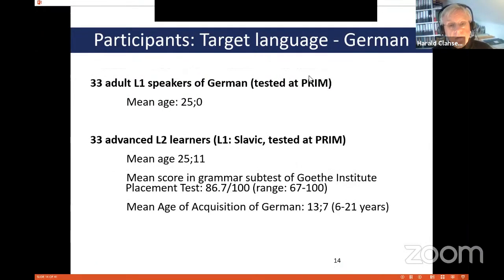And in German as a target language, we didn't have any children. We had 33 adult L1 speakers of German and 33 advanced L2 learners with a Slavic language background. Here you see that they were very advanced, but they were real L2 learners with an age of acquisition of 13.